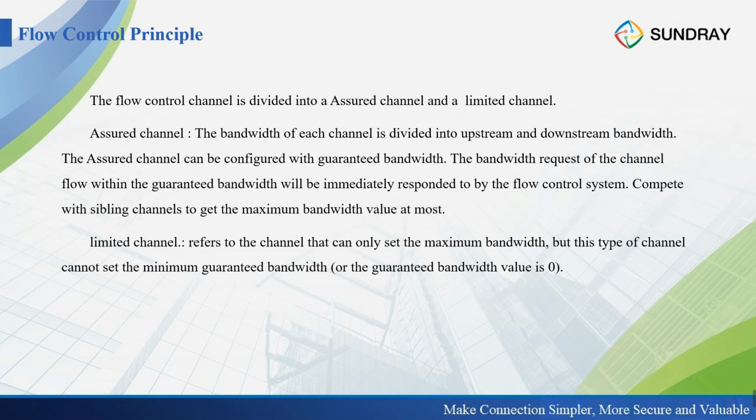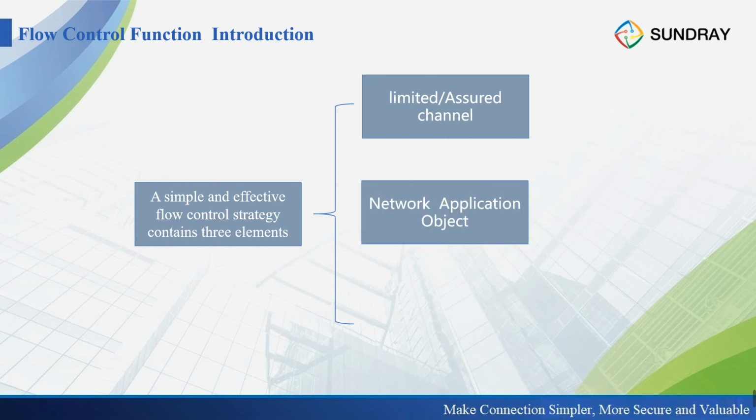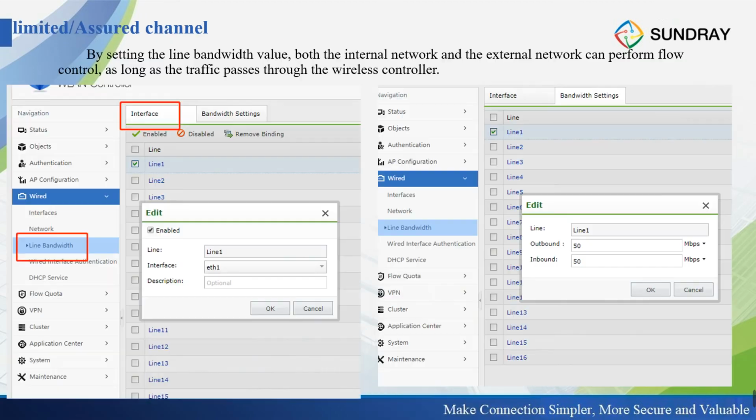A limited channel is for bandwidth-consuming applications, for example YouTube and Facebook. These kinds of applications consume bandwidth, but they're not important for our business in the office, so we can give them limited bandwidth. For flow control, we have three elements: limited and assured channels, the application object, and then application users.